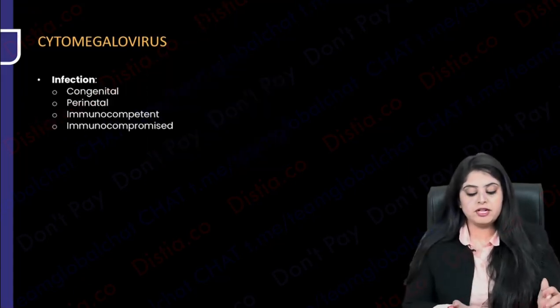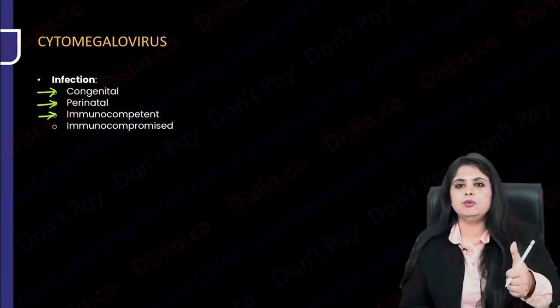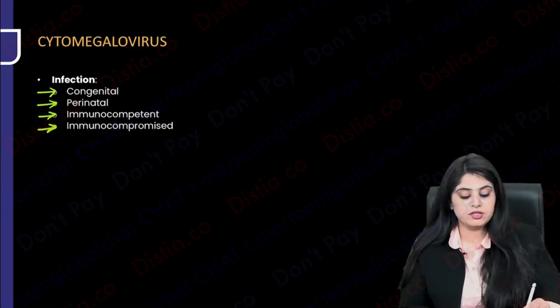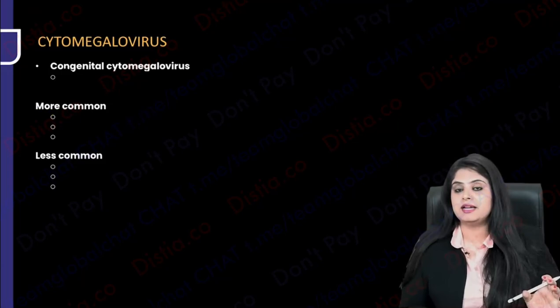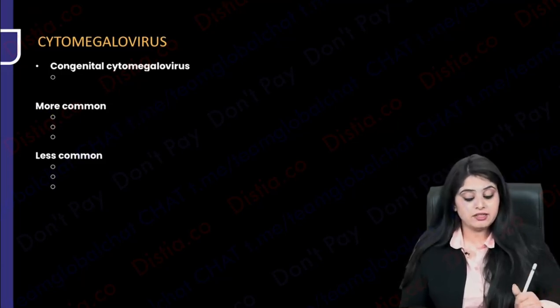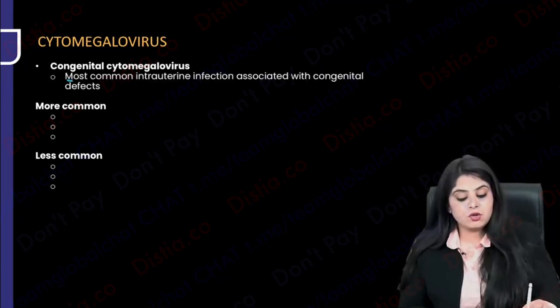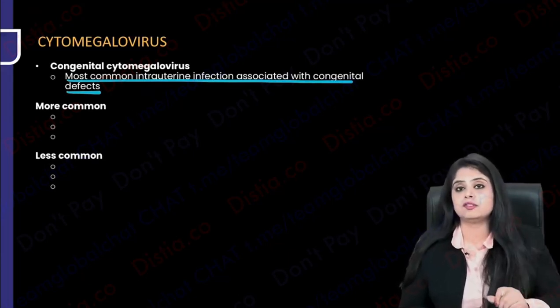Now let's move on further and do the infections. There can be a congenital infection, mother to child, or perinatal, or someone who is perfectly fine and immunocompetent, or someone who is HIV positive and immunocompromised. Congenital is what they love asking questions on, so let me start with that. Congenital cytomegalovirus is one of the most common things to cross the placenta. Out of so many TORCH infections, CMV is the most common intrauterine infection associated with congenital defects.